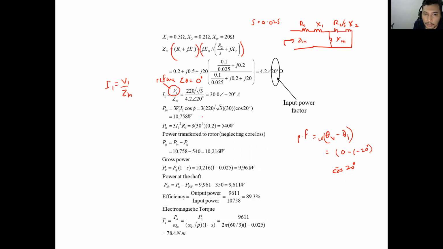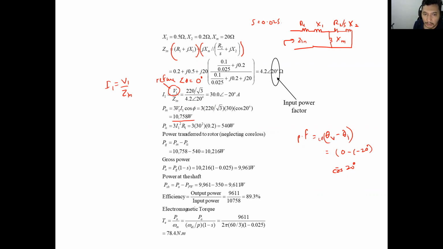V1 is your V phase, so you need to convert 220 volt V line over square root 3. Then you will have your P input equal to 10.75 kilowatt.